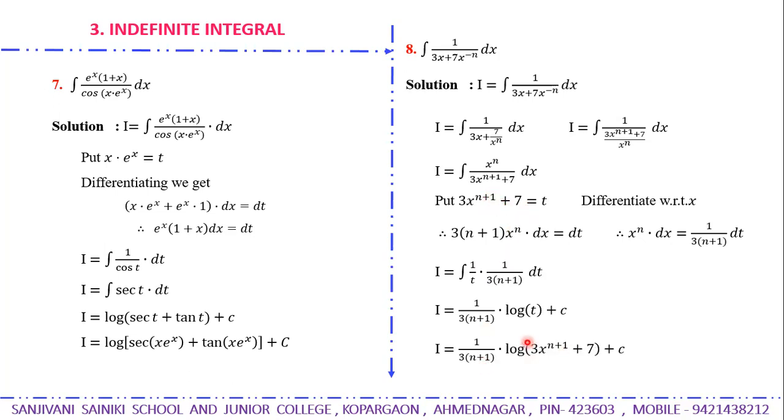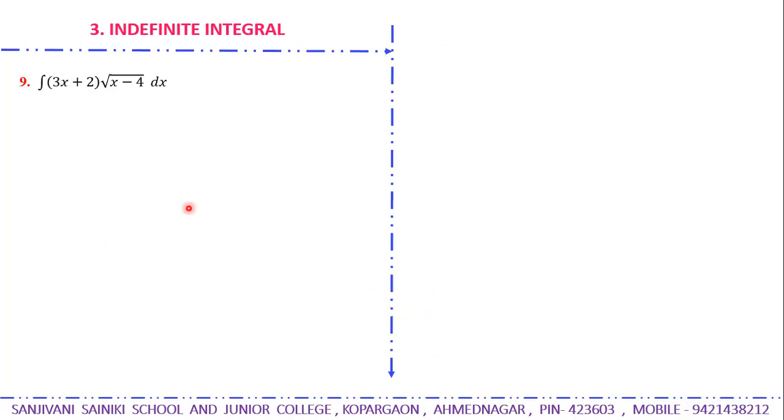This is the integral of the given function. Next is the integral of (3x + 2) root (x - 4) dx. We will express this linear factor 3x + 2 with the help of x - 4. So put x - 4 equal to t, so x is equal to 4 + t.